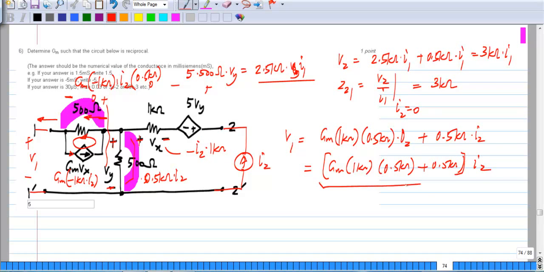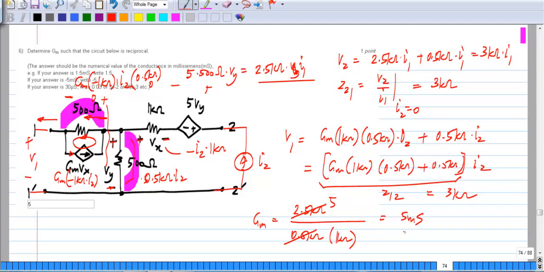So this is Z12 and that has to be equal to Z21, which is 3 kilo ohms. So Gm turns out to be (3 minus 1.5, which is 2.5 kilo ohms) divided by (half a kilo ohm times 1 kilo ohm), which gives you 5 millisiemens. So Gm has to be 5 millisiemens for this network to be reciprocal.